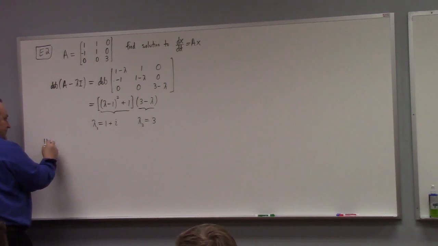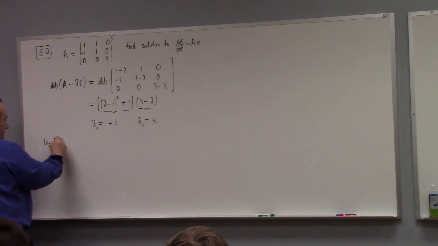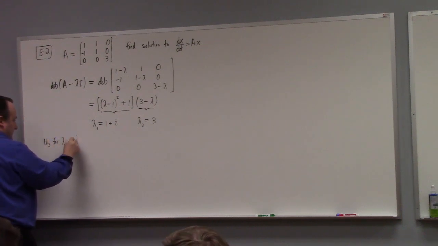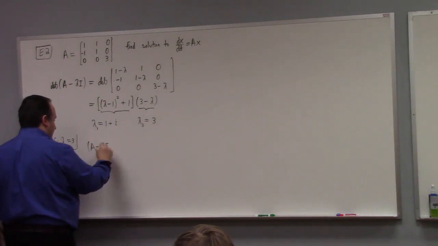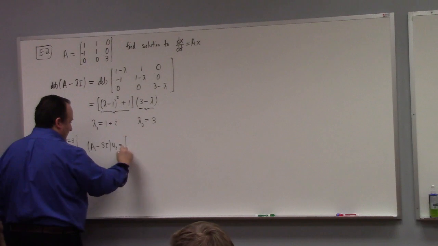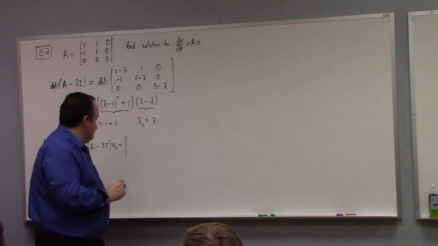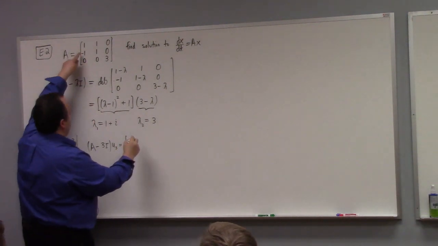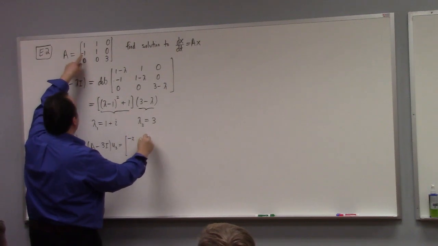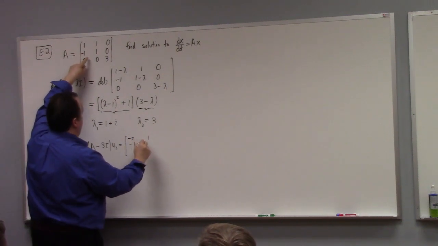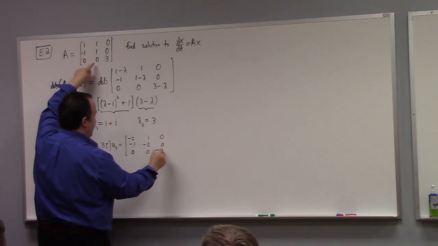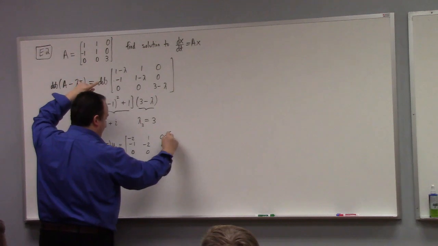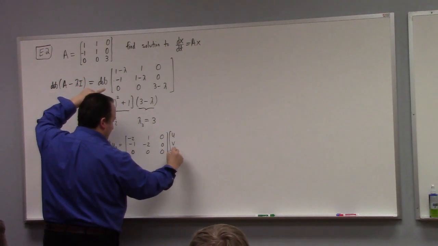So I'm going to find u3 first, just to be weird. U3 for lambda 3 equals 3. Is that enough 3s for you? Let's see here. So A minus 3I times u3 is what? We've got minus 2, 1, minus 1, minus 2, 0, 0, 0, 0, and 0, and that's u, v, w.